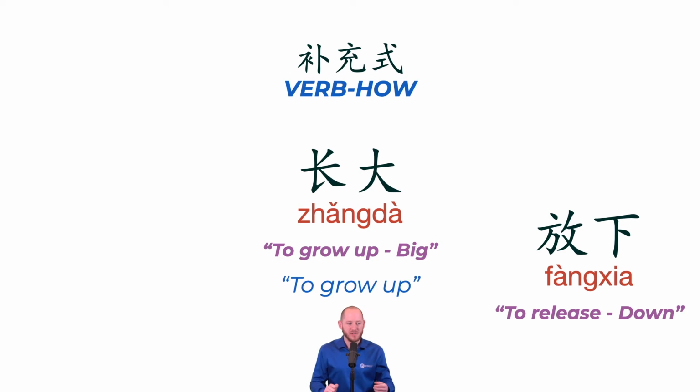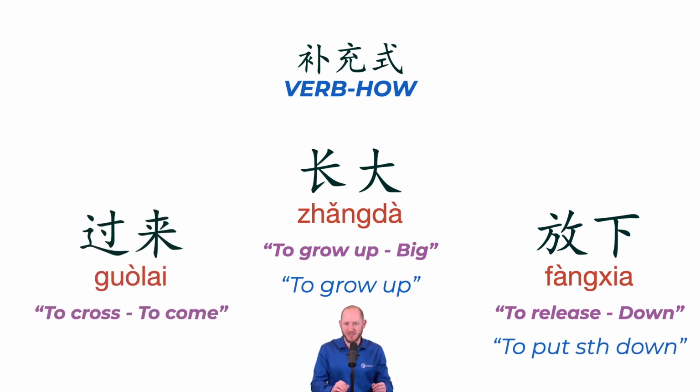放下. 放 means to release, and 下 means down. So if you've released something so that it's down, pretty simple. It's just to put something down. So you can bear that in mind moving forward. That's a highly useful way of thinking of this. You go, oh, it's just such a simple idea. You take the thing, you release it, and the result is it's down, put something down.